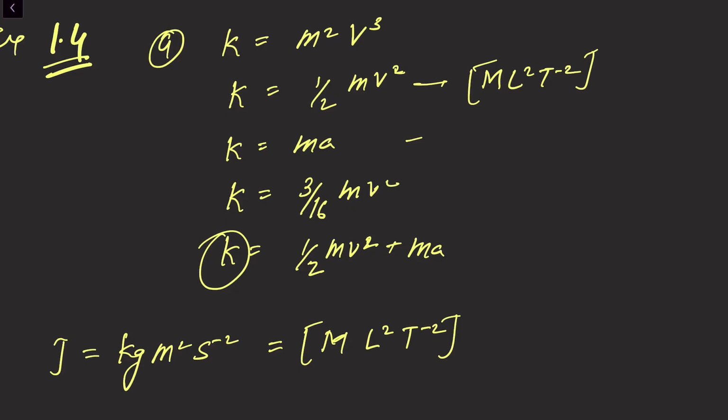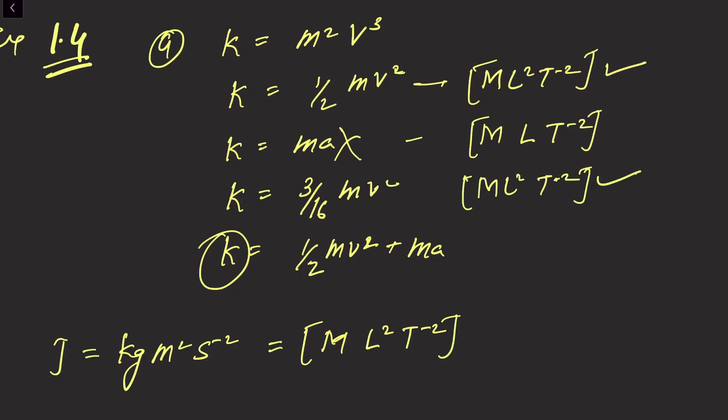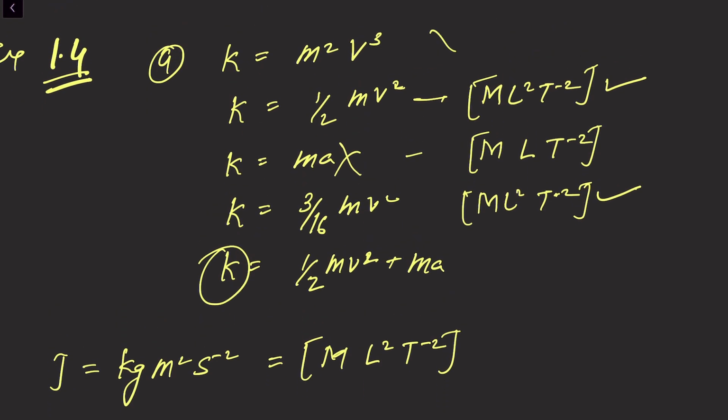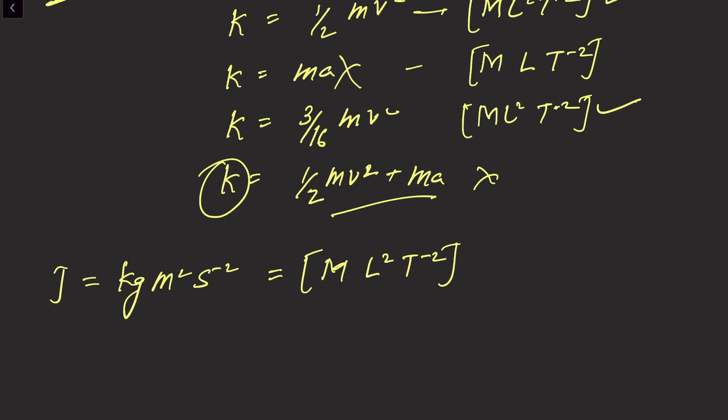What about ma? So m times acceleration, meters per second square, is M L T⁻². Okay, so this is not equal to M L² T⁻². So this is consistent, this is consistent. What about this? This is not. What about this? This is also not.